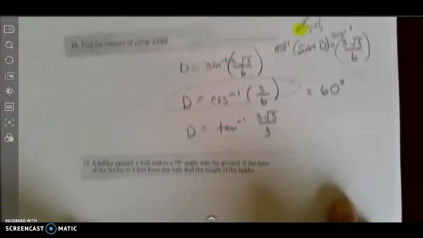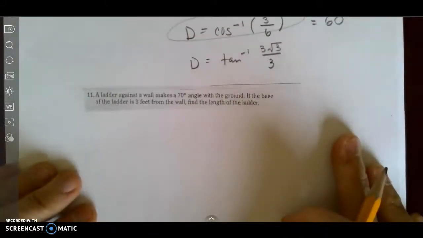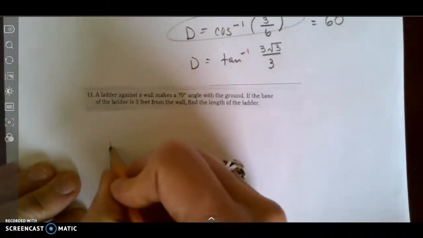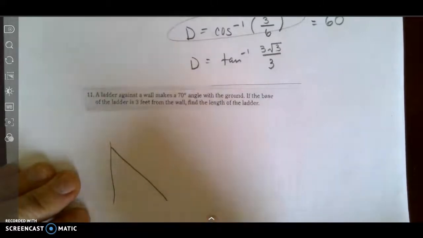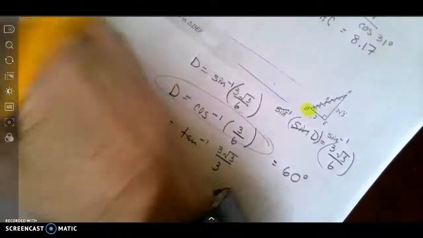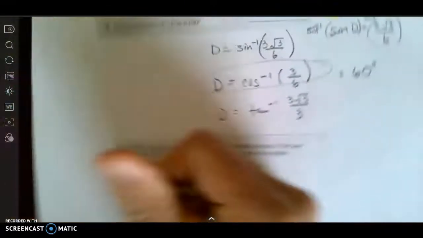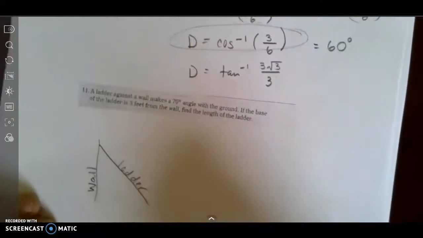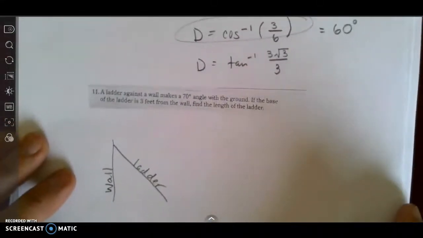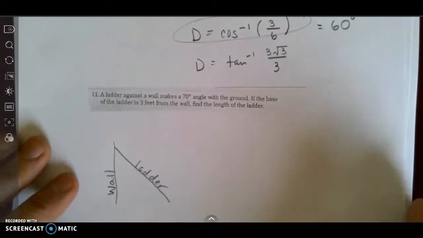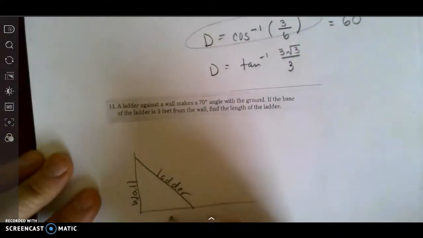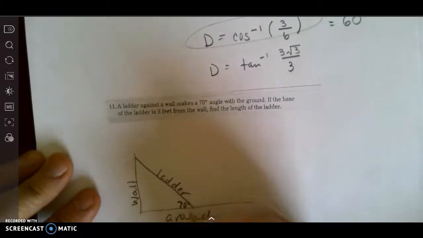All right. Number 11, a ladder is against the wall. All right, so here's the wall, here's the ladder. This is the wall. This is the ladder. And against the wall makes a 70-degree angle with the ground. So this would be the ground. So this right here is my 70-degree angle.